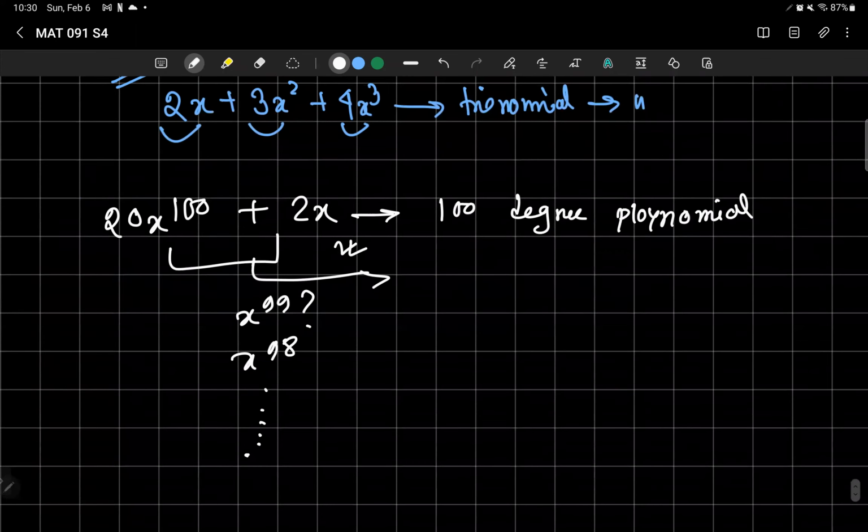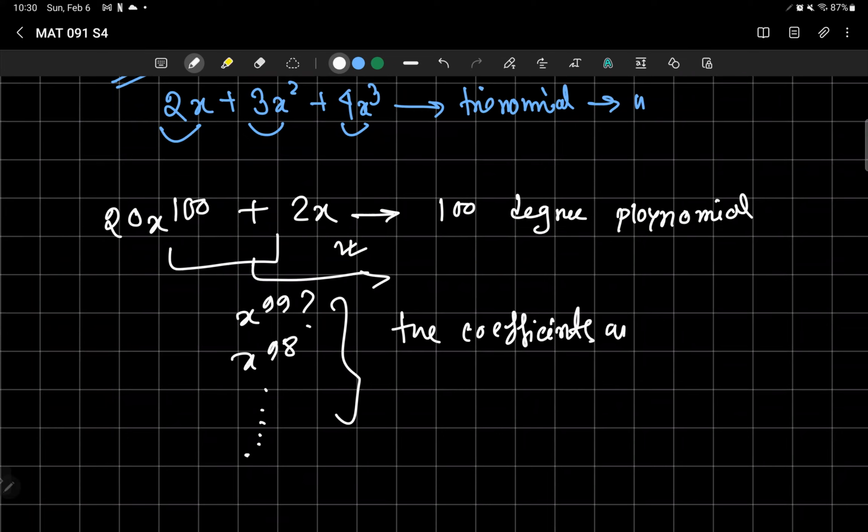So in this particular example, the coefficients are 0. That means the coefficient of x to the power 99, x to the power 98, x to the power 50, and so on, all of these are 0, apart from two. Those are 20 and 2, which are the coefficients of x to the power 100 and x to the power 1 respectively.